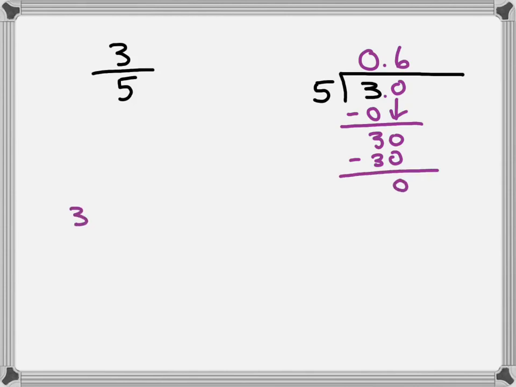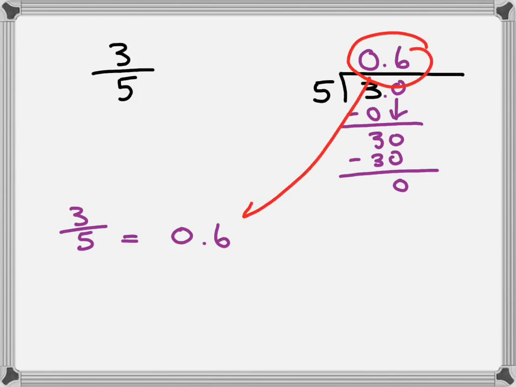So 3/5 is equal to 0.6. There's the answer. Do you see that that looks quite easy? Right, let's practice another one.